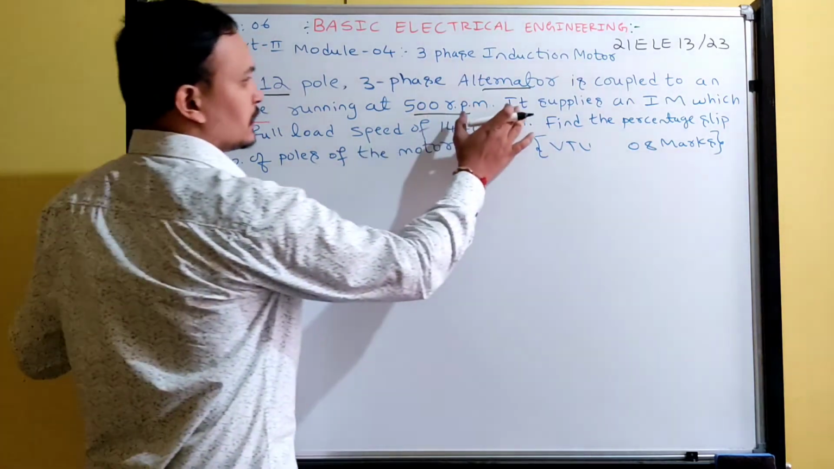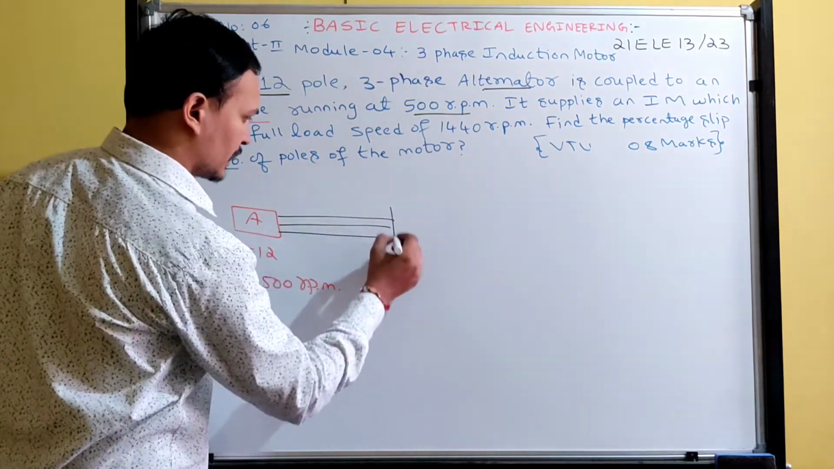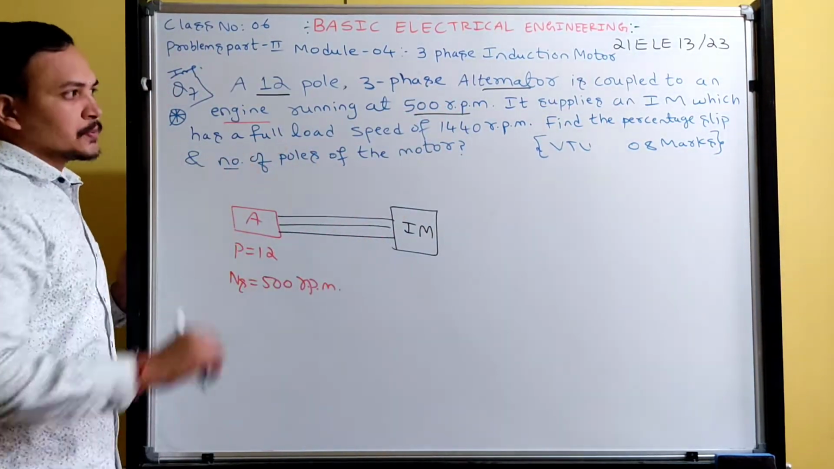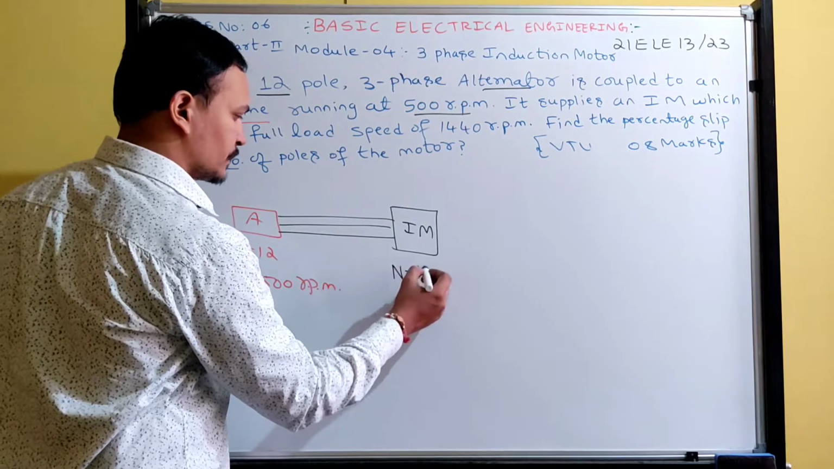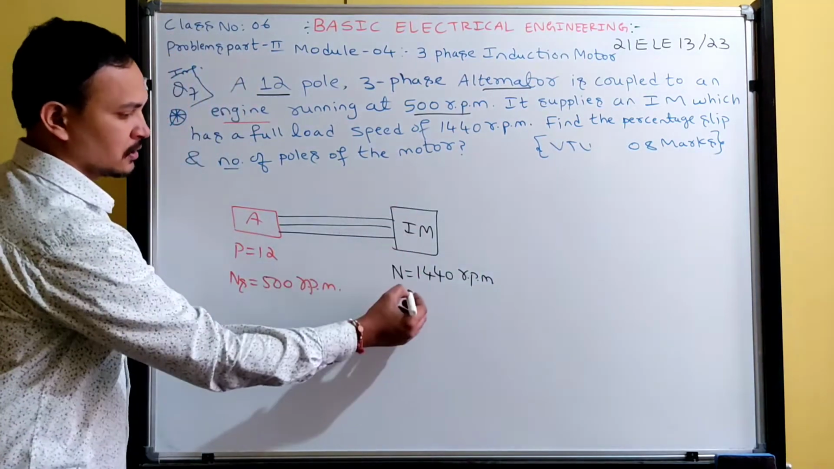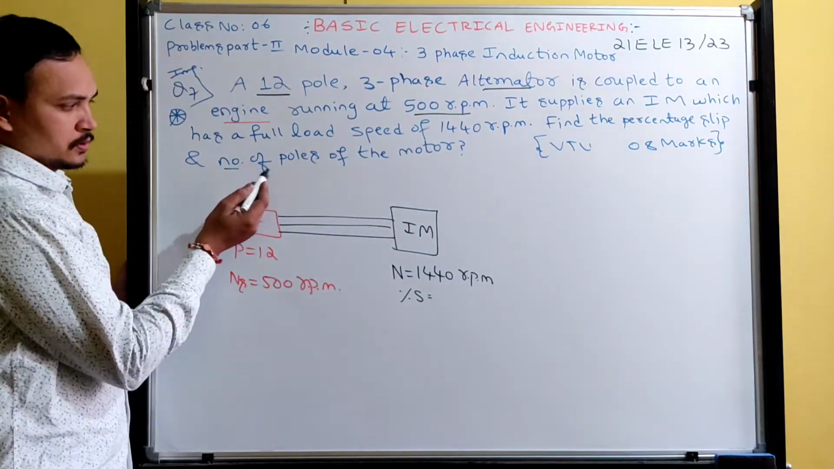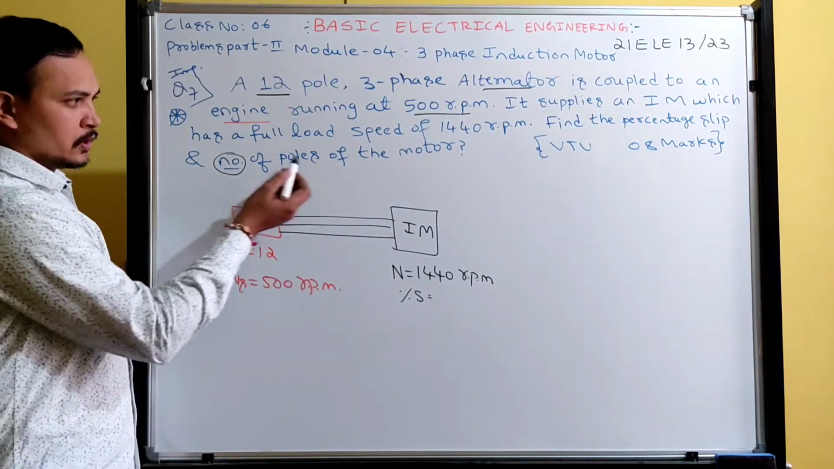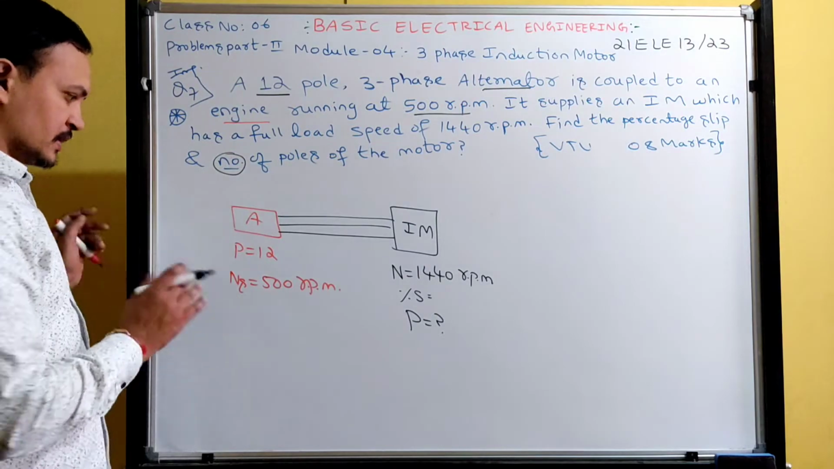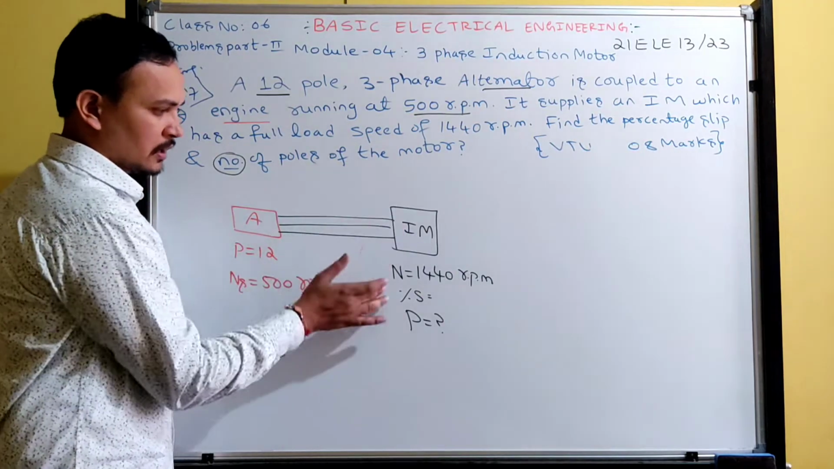That alternator supplies an induction motor, which has a full load speed of 1440 rpm. The speed of the induction motor is 1440 rpm, and they are asking what is the percentage slip, and the number of poles of the motor. So how many poles? This is the question they asked. When the induction motor is connected to the alternator, the induction motor runs at this speed.